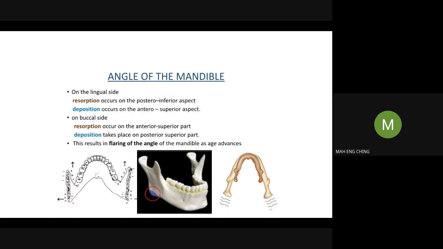So the angle of the mandible, showing the picture in the middle, this corner is called the angle of the mandible. From the lingual aspect, we have resorption occurring in the posterior inferior aspect. Then we have deposition occurring in the anterior superior region. And on the buccal side, we have resorption occurring in the anterior superior part here. Then we have deposition happening in the posterior superior part here. So this results in flaring of the angle of the mandible as the age advances. When you get older, then it becomes a bigger V.